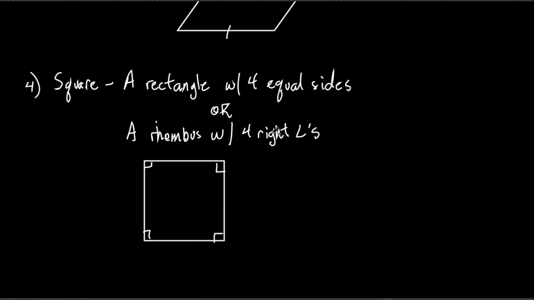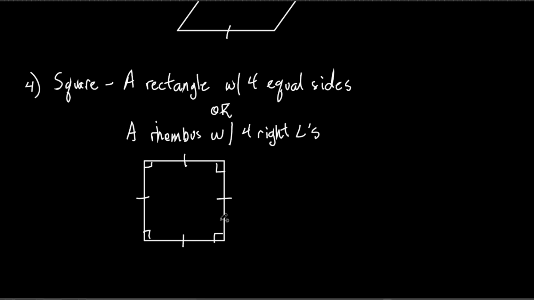No. Okay. Or you could say it's a rhombus. How do I know it's a rhombus? Because what? 4 equal sides. That's right. If it's got 4 equal sides, it's a rhombus, but it's a rhombus with 4 right angles. Okay? So a rectangle with 4 equal sides would be a square, or a rhombus with 4 right angles would be a square. Okay?